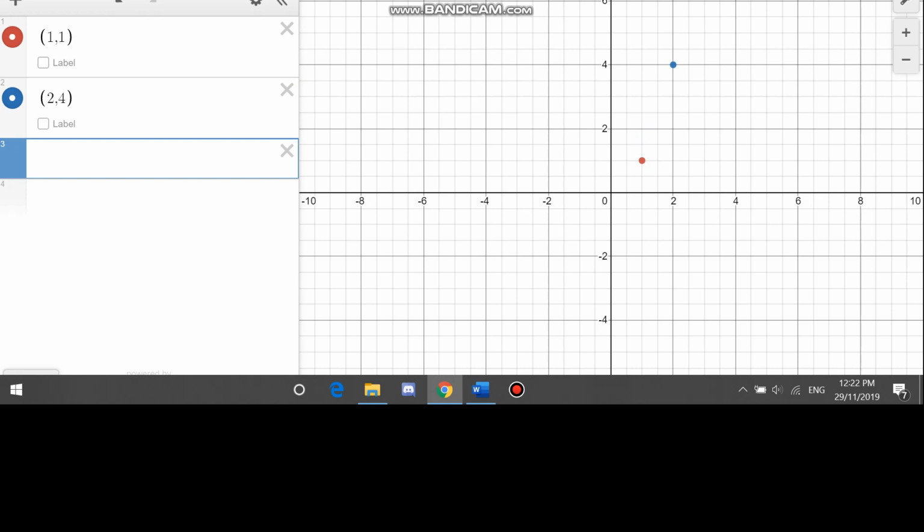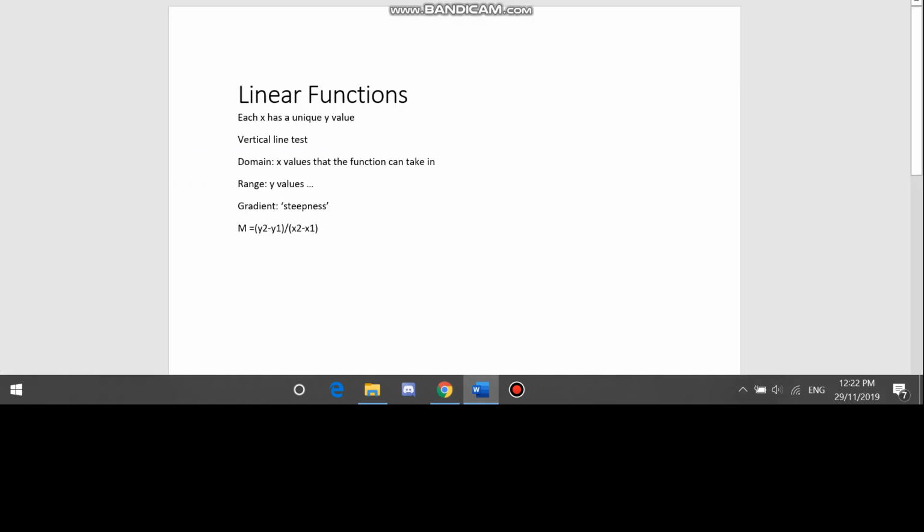The properties of gradients, or some properties, is that for 2 lines to be parallel, the gradient of one function has to be the same as the other function. And for perpendicular lines, the gradients m1 times m2 equals -1.